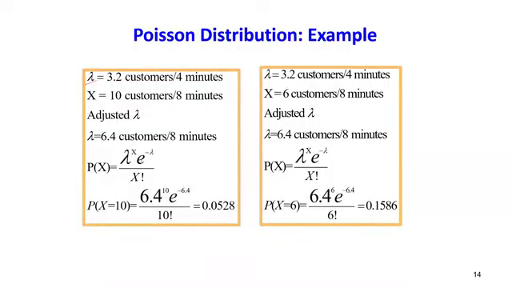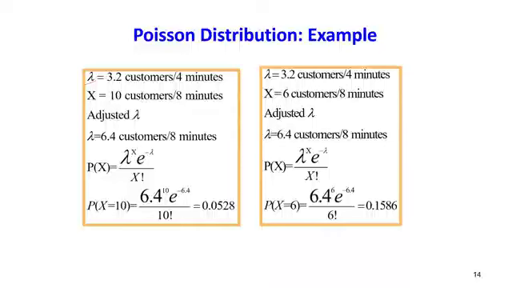Generally, people in the domain may get some idea about the occurrence of these events. They may say that around 3 to 4 customers generally come to my store every 2 minutes. Now I want to quantify it. I want to find out the probability that tomorrow I may get 10 customers or 20 customers, and based on that, I will make a decision.